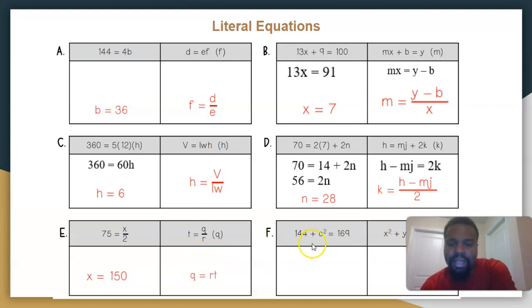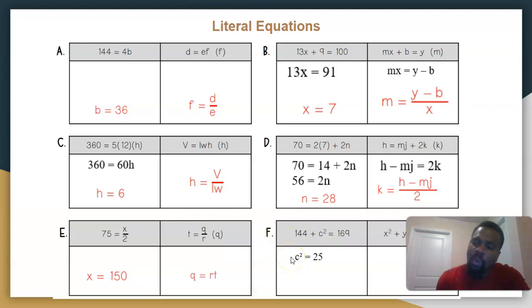For F, all right, I want to go ahead and solve for C. So I want to move 44 to the other side, so I'm going to subtract 44 on both sides. So 169 minus 44 gives me 25. And now I want to solve for C.